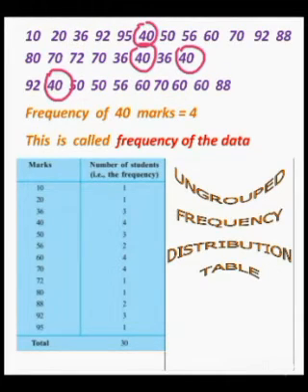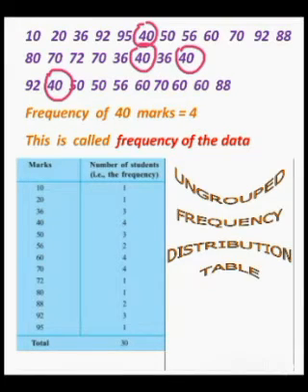Suppose I ask you how many students got 40 marks. Here, how many students got 40 marks, children? See, the encircled ones, you have 4 students who got 40 marks. So as 4 students got 40 marks, the frequency of 40 marks here is 4, isn't it?